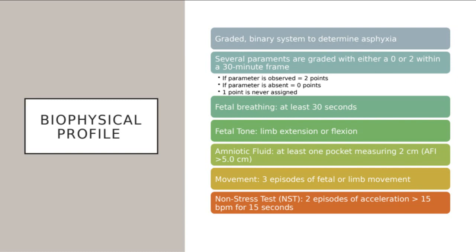We'll talk about our AFI characteristics in our next PowerPoint. And then movement, we don't want to just see one little flicker of that baby moving. We want to see at least 3 different episodes of that baby moving or limb movement. And then our non-stress test, we should see at least 2 episodes of acceleration in that fetal heart rate of greater than 15 beats per minute for 15 seconds.